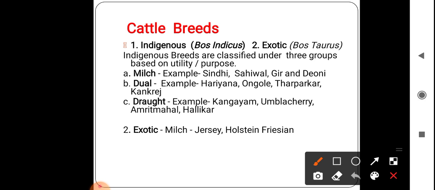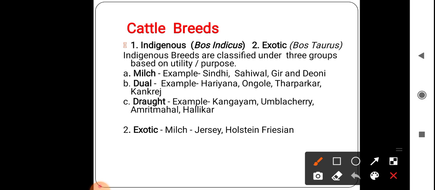Okay, so again, the indigenous cattle breeds are divided into three subcategories: milch cattle, dual purpose cattle, and draught cattle. Milch, as the name indicates, is for milk purpose. Dual purpose is for milk and draught purpose both. And draught is exclusively for draught purpose, that is the animals which are used specifically for agricultural operations, transportation, carriage, bullock carts, etc. So those are known as draught animals.